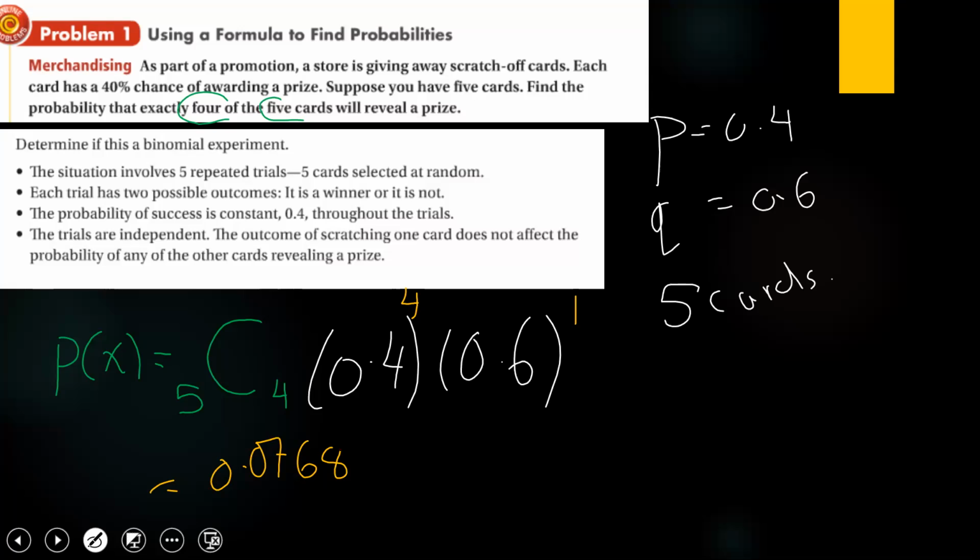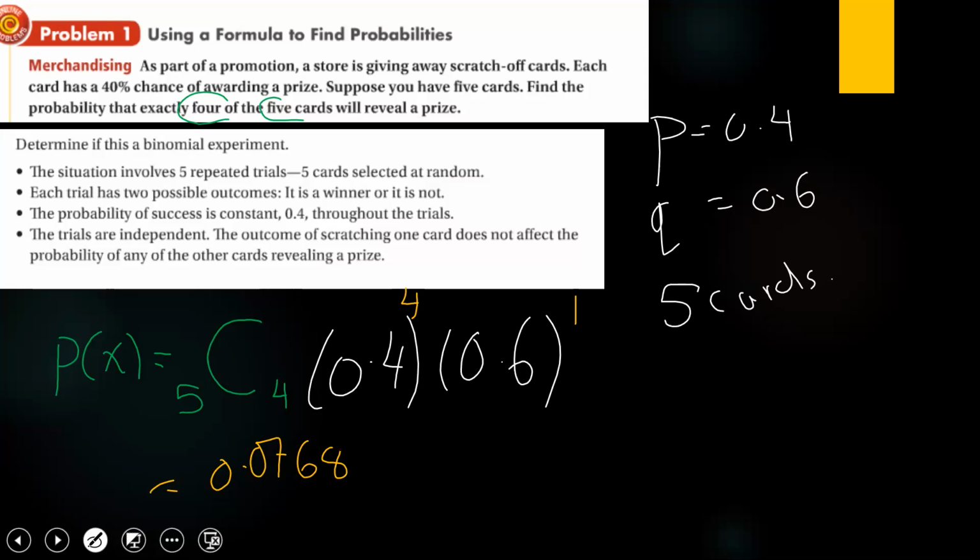This is the probability of getting 4 cards from 5, where the 5 cards are independent. Each card has a constant probability. Is it clear now? Yes, teacher.